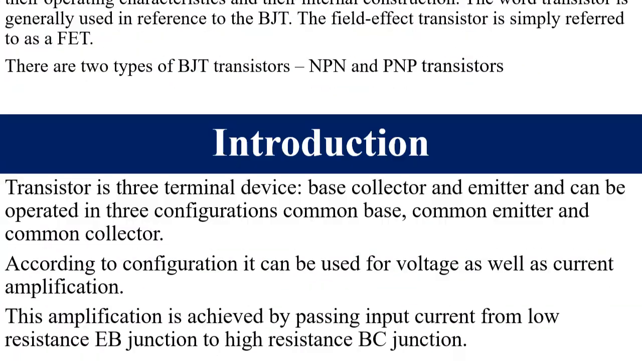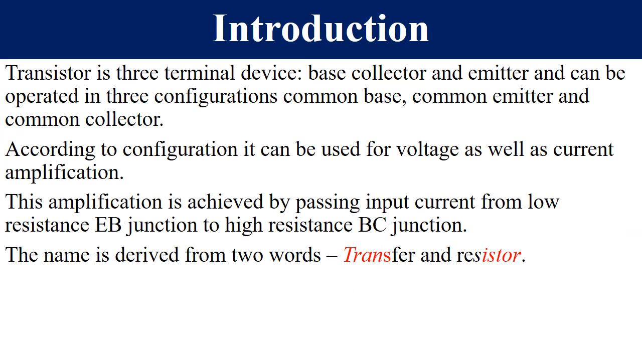As I said, a transistor has got three terminals or three legs. That's the base, collector, and emitter, and it can operate in three regions. It has got three connection configurations: common base, common emitter, and common collector. Don't worry, we'll cover what that means. It can be used as a voltage as well as a current amplifier. You know voltage and current from your EET course.